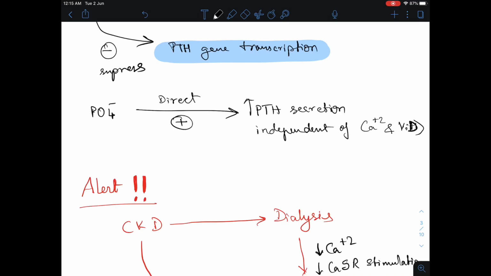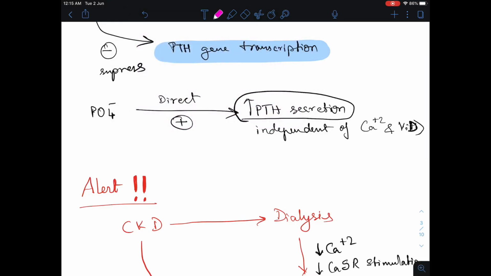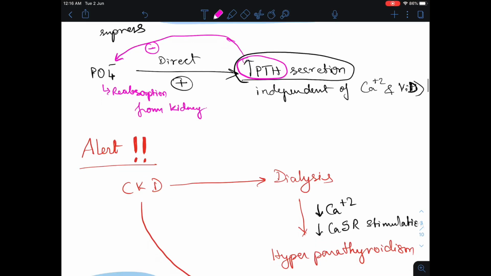So that is why, as a norm of balance, this increased PTH will inhibit phosphate reabsorption from the kidney, from the kidney tubules.